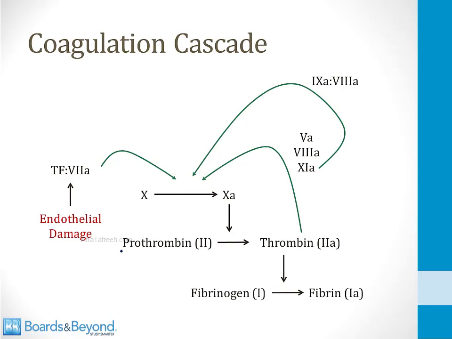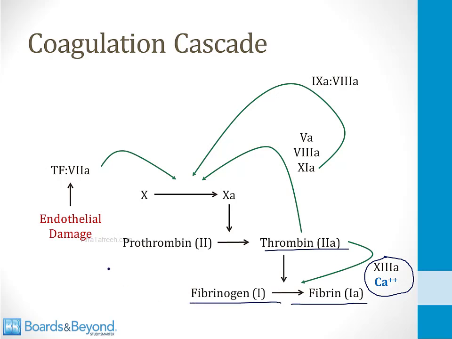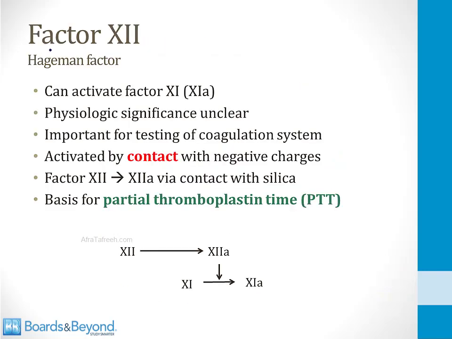So back to our diagram, we can now add in factor 13, which functions right here along with calcium to cross-link fibrin. It is activated by thrombin just like fibrinogen. The last coagulation factor we have to discuss is factor 12. It's also called the Hageman factor, and factor 12 can activate factor 11 to become 11A, just like I've showed you at the bottom of the screen. Now I told you before that thrombin can convert 11 into 11A, but factor 12 can do this as well.